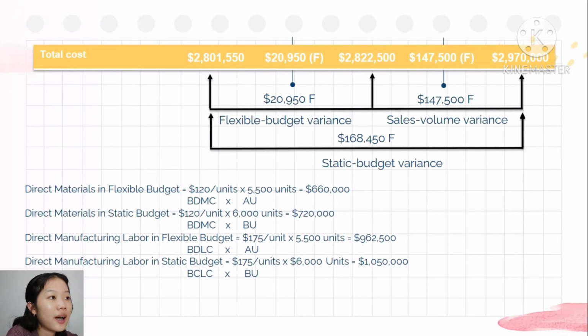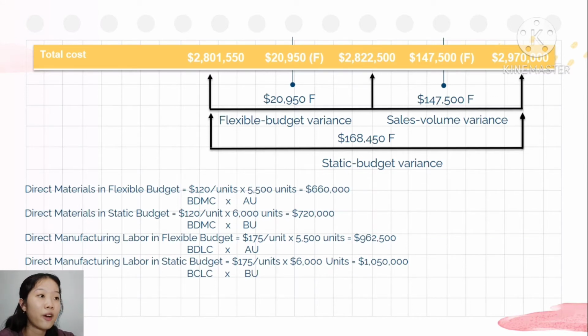Total cost right here, after the last slide, is the comparison between the total cost in the actual and the budget and the flexible budget. As I said before, it's the first step, and we get $168,450 for the static budget variance. So the static budget variance is the first step to analyze the effect on operating income.